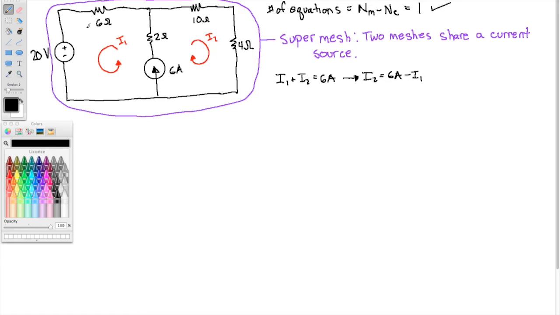Now when we set up our KVL equation around the supermesh, whenever I would use I2, I'm going to instead write 6 amps minus I1, and so I'll have one equation that's in terms of only I1. So I'll have one equation, one unknown, and I can solve that equation. The direction, again, is not terribly important, but I'll start at the top left, and I'll go in the direction of I1. So we'll do KVL around the supermesh.